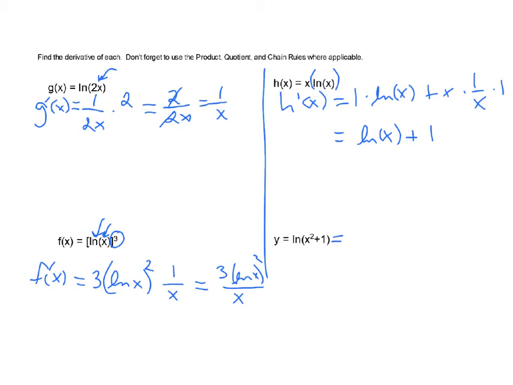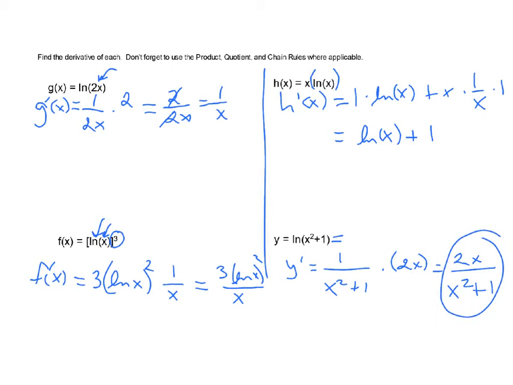All right, on this one, I'm going to do it this way. The derivative is 1 over x squared plus 1. The derivative inside the natural log is just 2x, so my derivative is 2x over x squared plus 1, and nothing cancels, so I'm going to leave it that way.